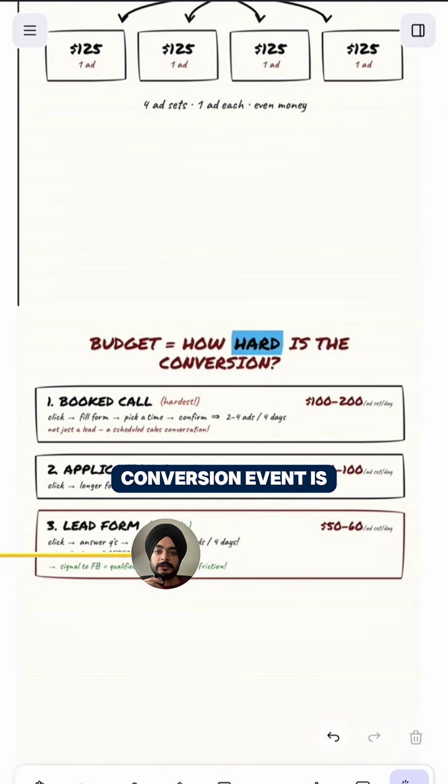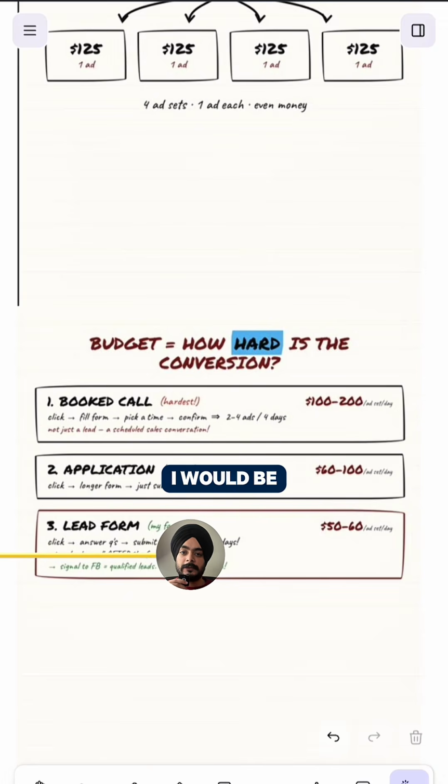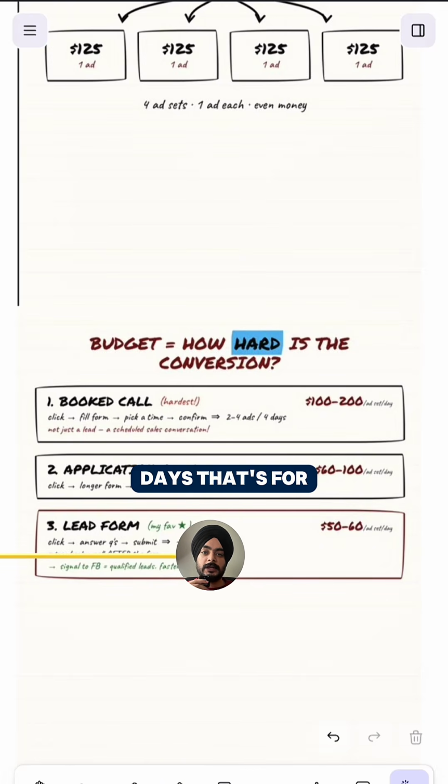So if your conversion event is one of the hardest, which is booked call, that requires someone to click the ad, fill out the form, pick a time and confirm. Generally speaking, take this number with a grain of salt. I would be spending anywhere from $100 to $200 per ad set. So that would be anywhere between 2 to 4 ads testing over 4 days. That's for booked call funnels. This is not a lead, this is scheduled sales conversation.